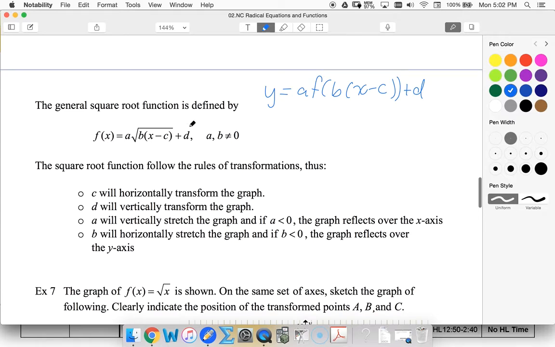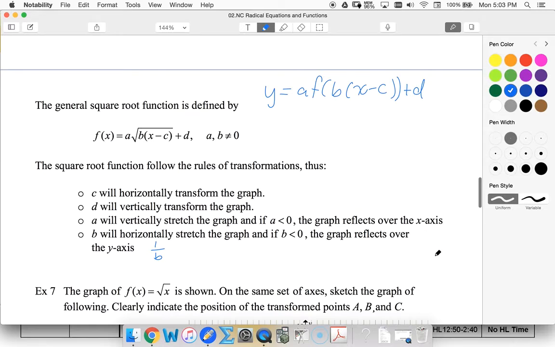D moves our graph up and down. B causes a horizontal shrink or stretch, and we say that b stretches the graph by 1 over b. A vertically stretches the graph by a. So anything with the x we do in the opposite way. Anything outside of the x we do as stated. Also, if our a and b values are negative, then we would reflect over the x-axis or y-axis respectively.